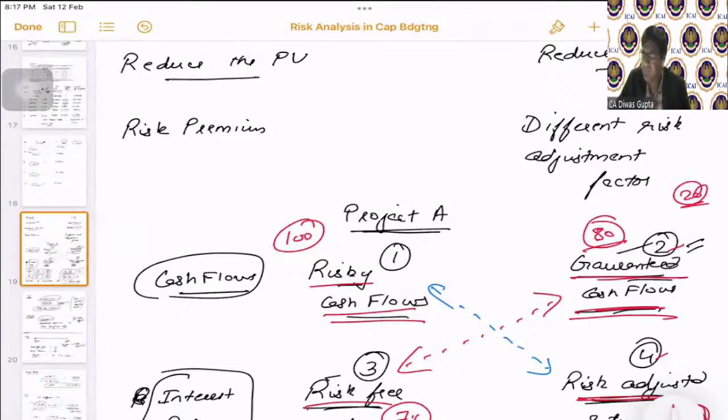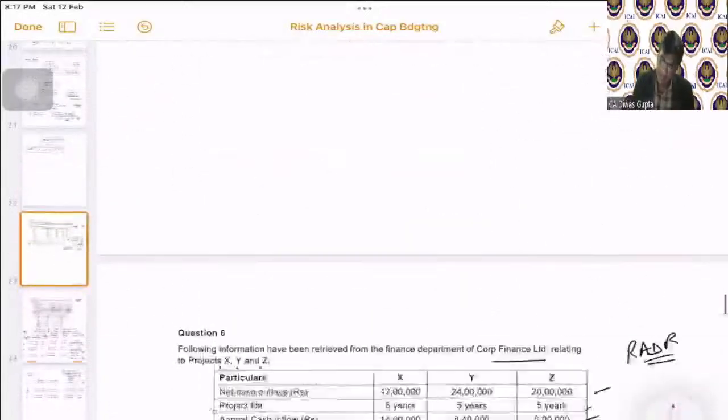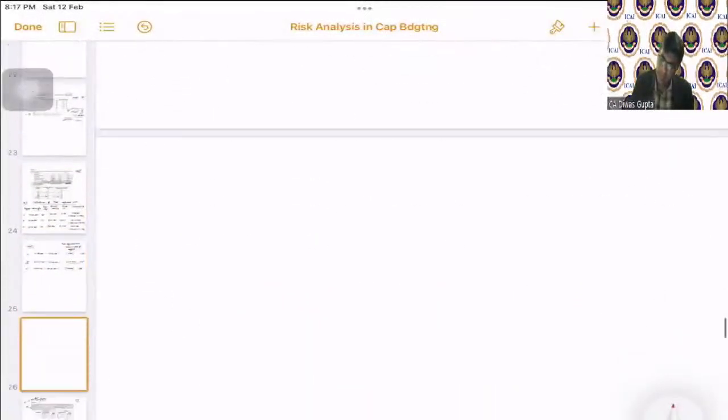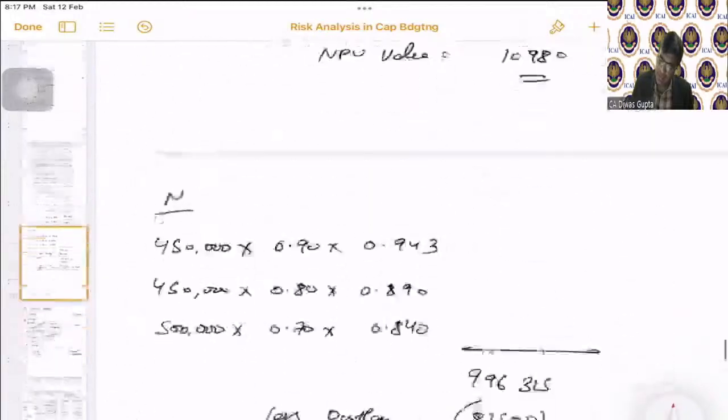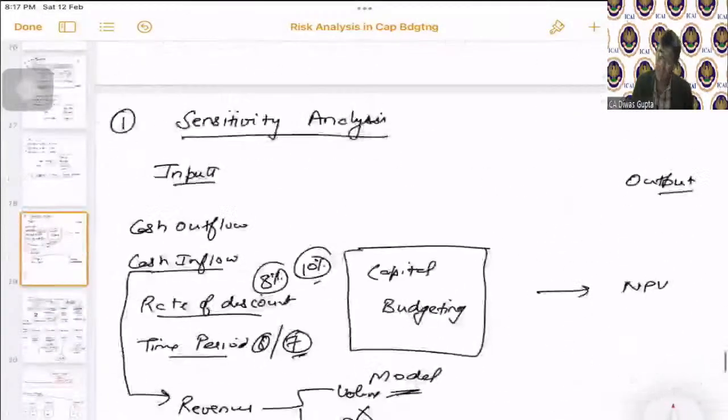Yeah, now let me go. So I hope, Priya, this part is clear. Both certainty and RADR are clear. Then we studied the C coefficient, lower hierarchy. Then we studied two more things: one is the sensitivity analysis and one is the scenario analysis.